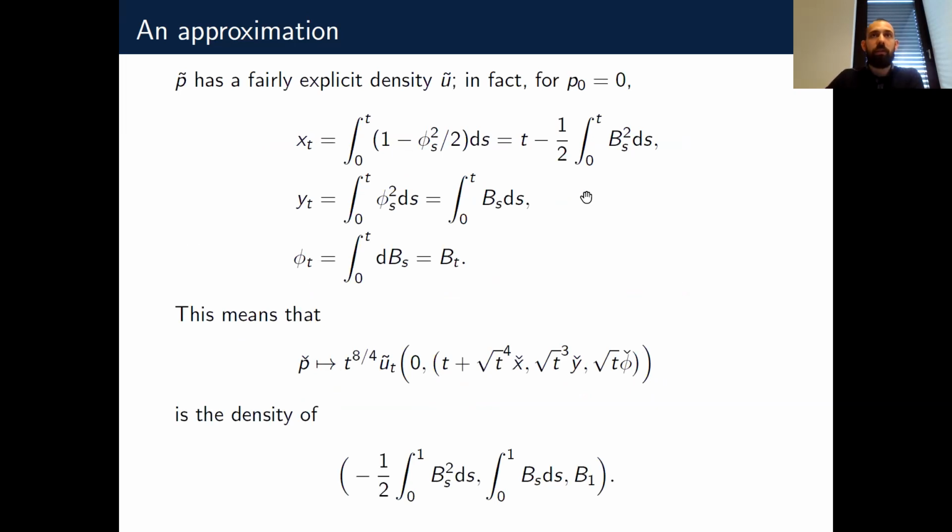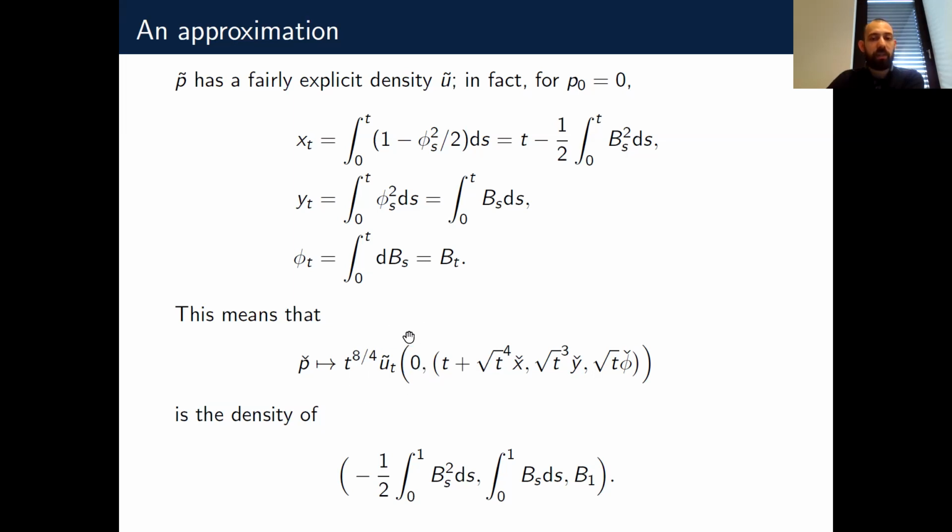It turns out that if you look at it, you can get more or less an explicit density for the process. For simplicity, I'm assuming P0 is equal to 0, but otherwise I would have some x0 plus, y0 plus, etc. Let's just say P0 is equal to 0. This is the integral of my approximation of my cosine, and I have something that just depends on my Brownian motion. Same thing, something fairly explicit.